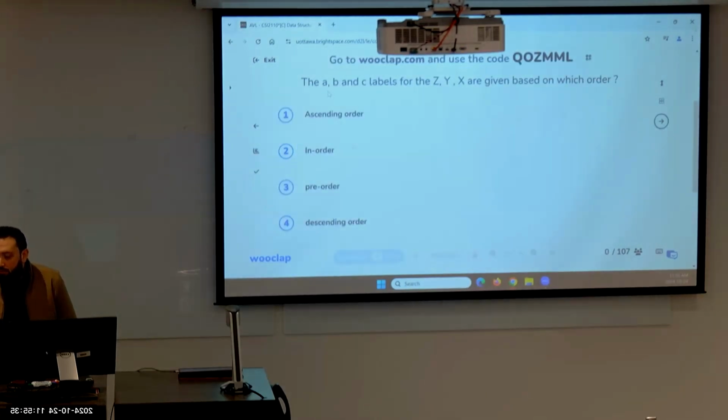Now, just the last one before we move on. Do you remember when we talked about the ABC labels? We said when we want to insert or remove something, we want to try to balance the tree. So we start by putting Z, Y, X, but we need to give the Z, Y, X ABC labels to be able to balance them. They are based on what? Ascending order, in order, pre-order, descending order.